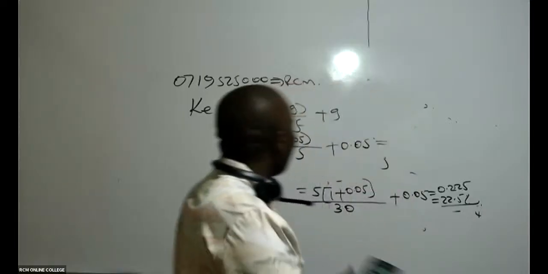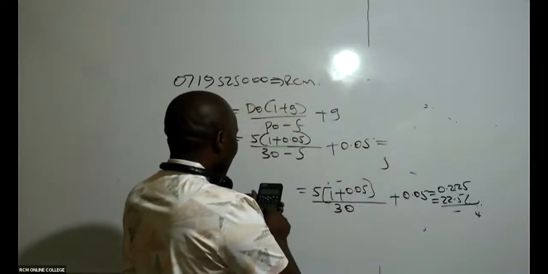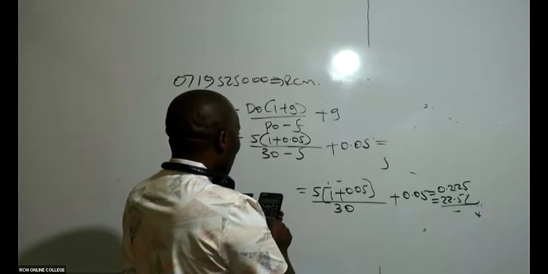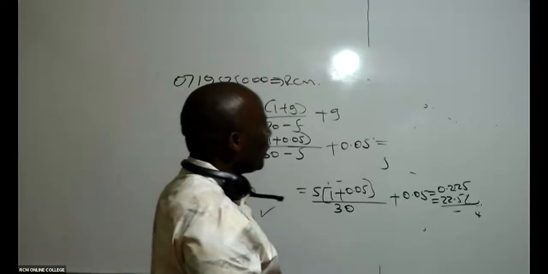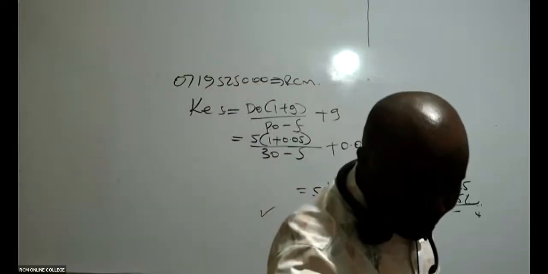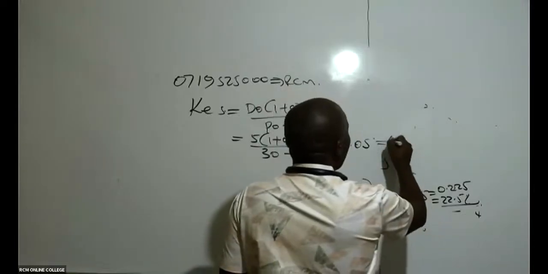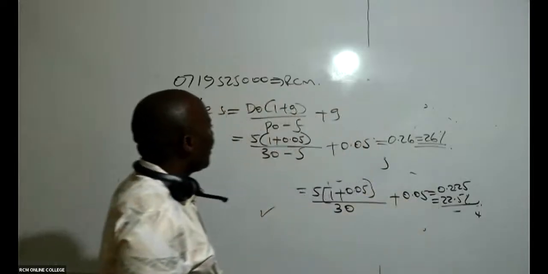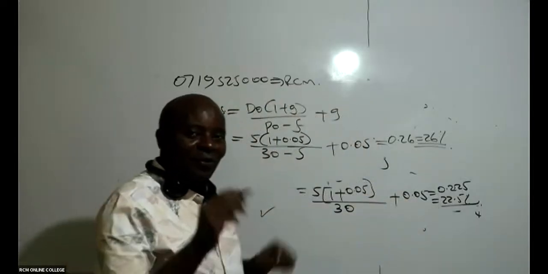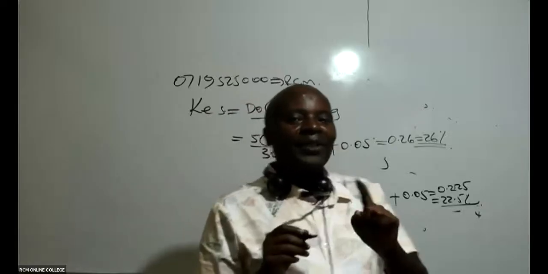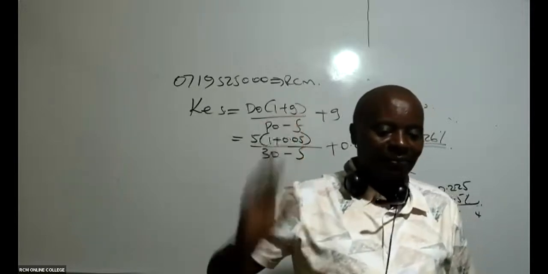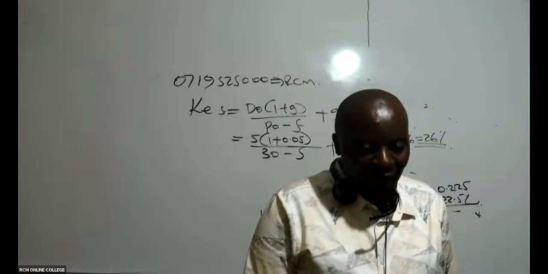So then you take your calculator, and you say 5 times 1.05 divided by 25. You say equals, and then you say plus 0.05 equals. I'm getting 26%, 0.26, which is the same as 26%. So is this clear, ladies and gentlemen? Because for me to be able to get this WACC, I must get cost of equity. I must get the cost of what here? Debt. So up to here, is it clear? Very clear. Thank you very much.